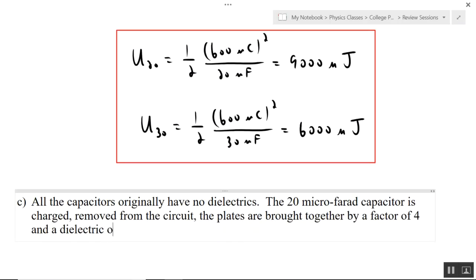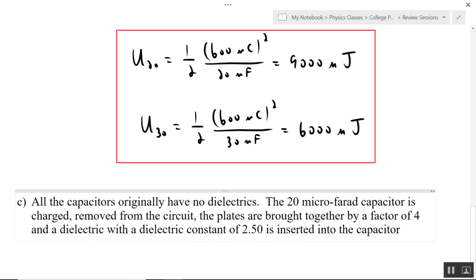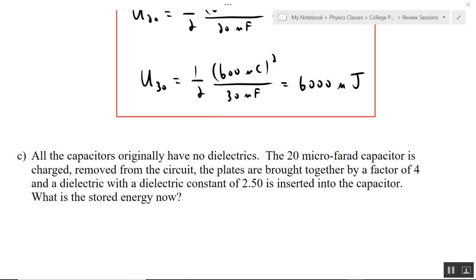Okay, so a dielectric with a dielectric constant of 2.5, say, is inserted into the capacitor. What's the capacity? Well, that's part of it. So what is the stored energy now? Okay, so try to answer that one, right? So, what's the answer? Yes.